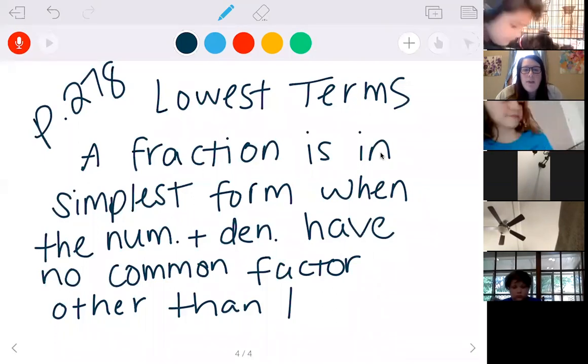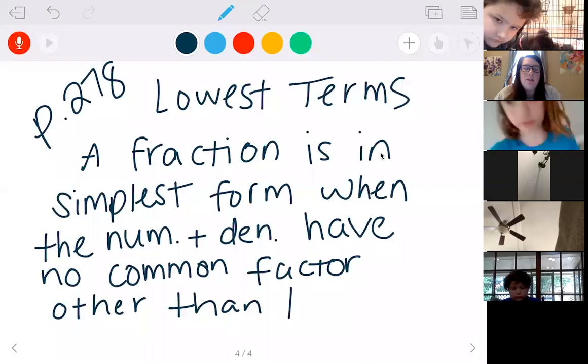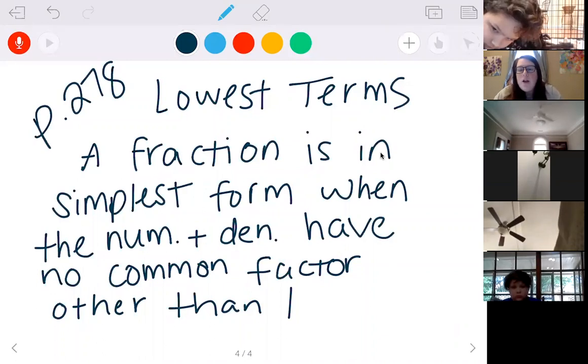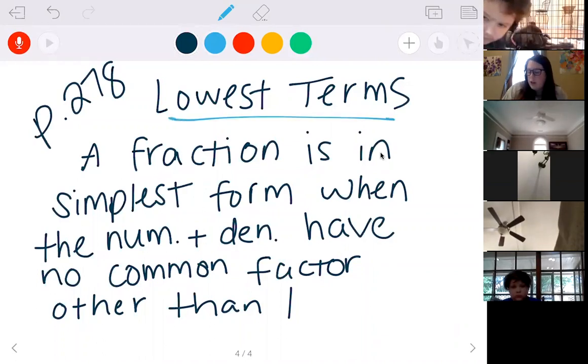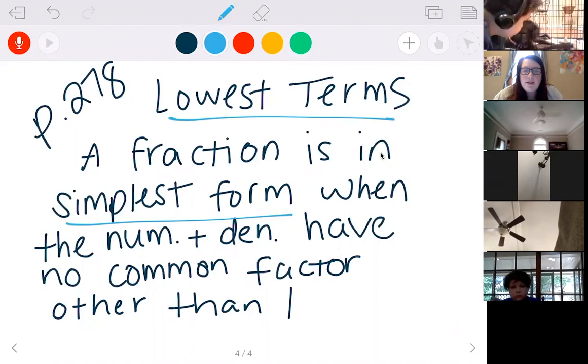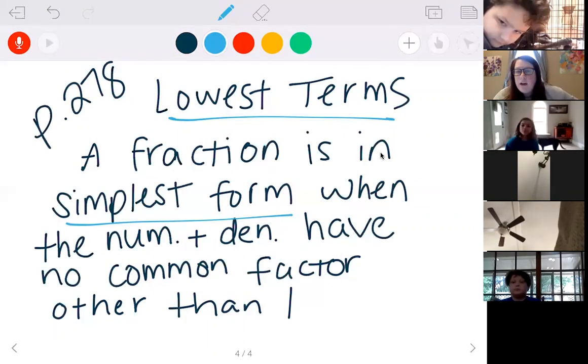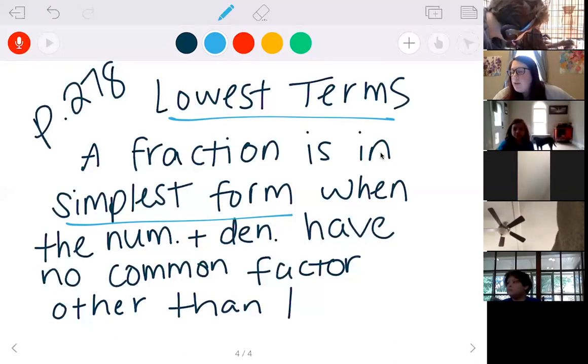So look at what I have on the screen, lowest terms. This is the definition. A fraction is in simplest form, or lowest terms, when the numerator and denominator have no common factor other than 1. So these two words right here, lowest terms and simplest form, they mean the same thing. They're just synonyms of each other. Look at page 278. The terms of a fraction are its numerator and its denominator. A fraction is in lowest terms or simplest form when its numerator and denominator have no common factors other than 1.